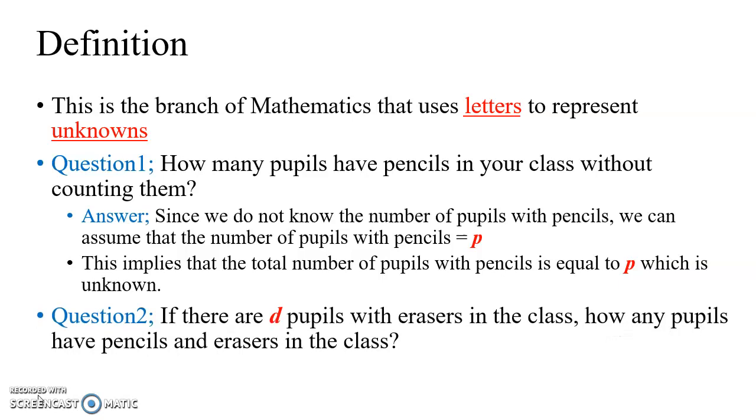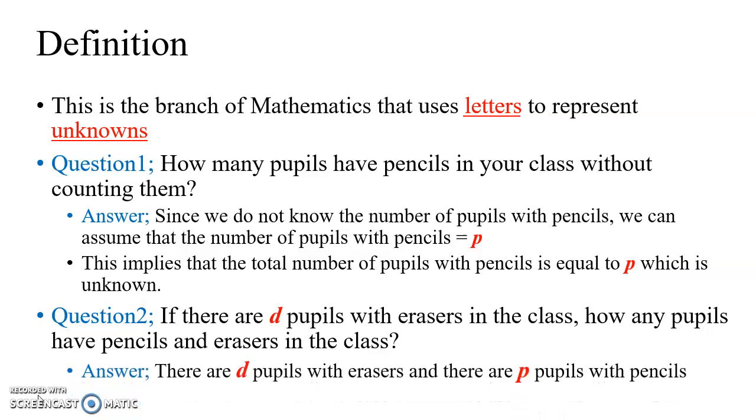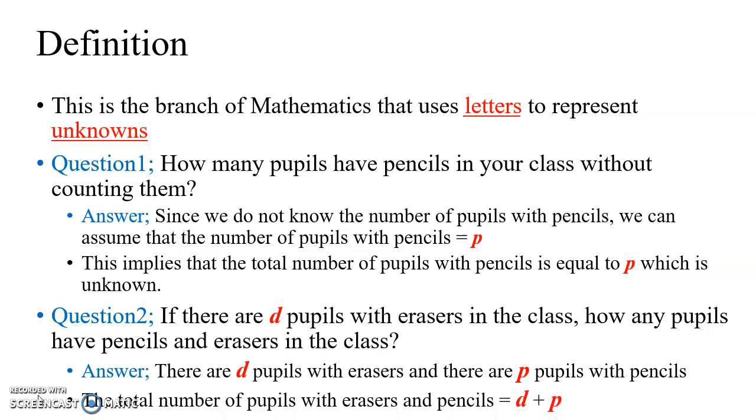If there are D pupils with erasers in the class, how many pupils have pencils and erasers in the same class? So what you do, you add the total number of pupils with erasers and the number of pupils with pencils. In total, there will be D pupils with erasers and P pupils with pencils. The total number of pupils with erasers and pencils equals D plus P.